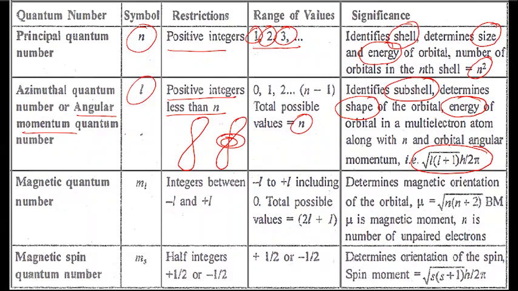This formula is for angular momentum for the subshell, the orbital angular momentum of the orbital: square root of L into L plus 1, h by 2 pi.